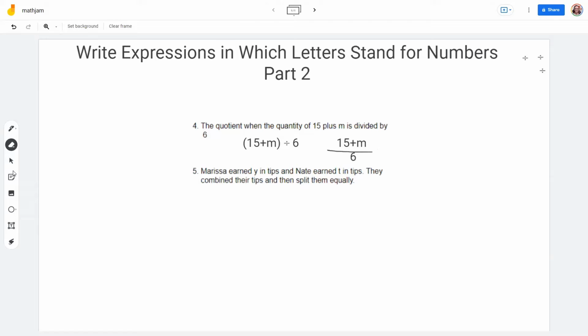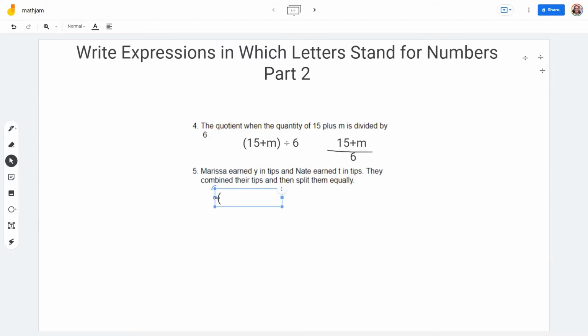All right, so let's go ahead and take a look at our next problem. All right, and it says Marissa earned Y in tips and Nate earned T in tips. They combined their tips and then split them equally. Okay, so let's take a look and see how we could do that. So again, I think there's 2 separate ways we could do it. Let's show the simple one first.